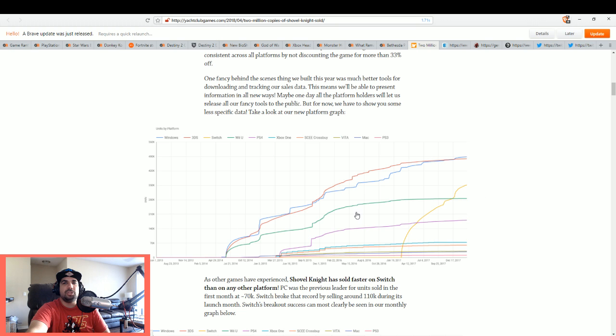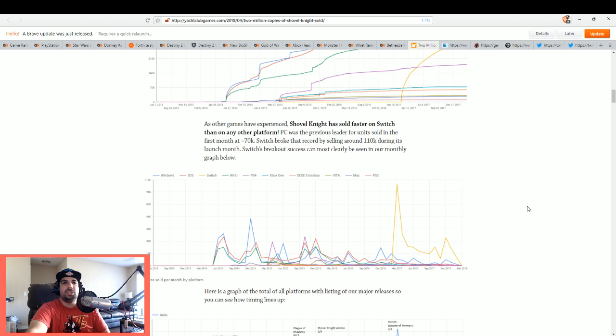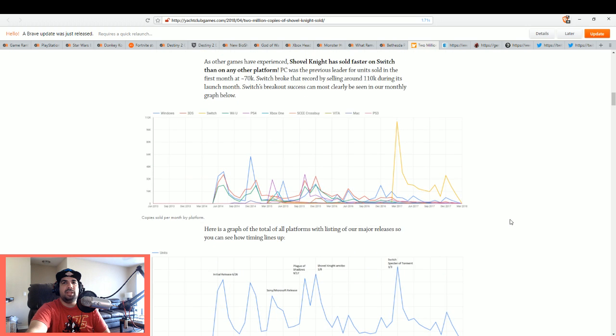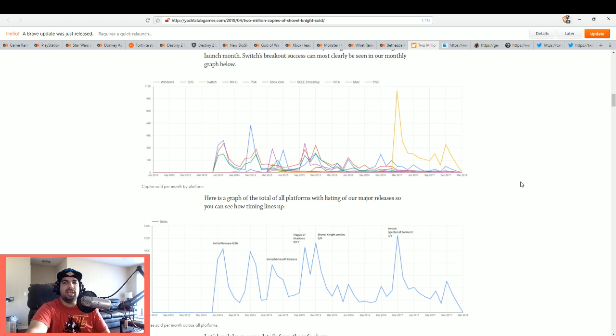I just wanted to show this, and it's actually really cool because it shows the sales throughout the times of the release. And of course, it shows here the copies sold per month by the platform. And of course, that big spike for the Switch around the time the Switch came out. Despite the game being out for a while, the Switch was the one that gave them the biggest spike. So this is good data.